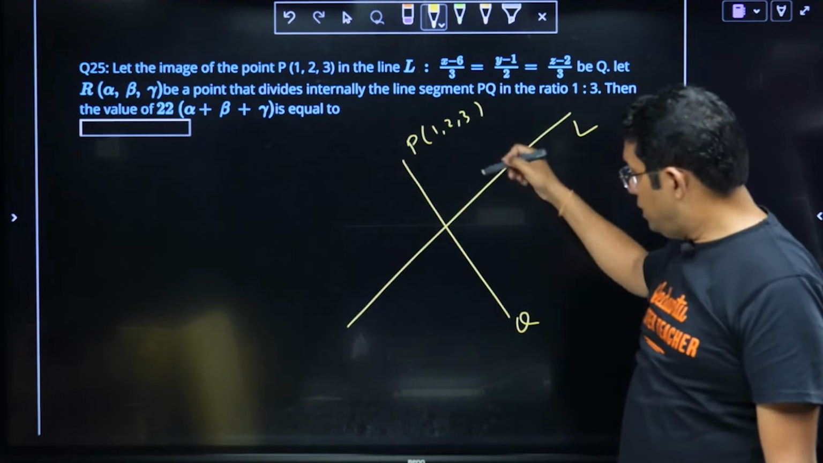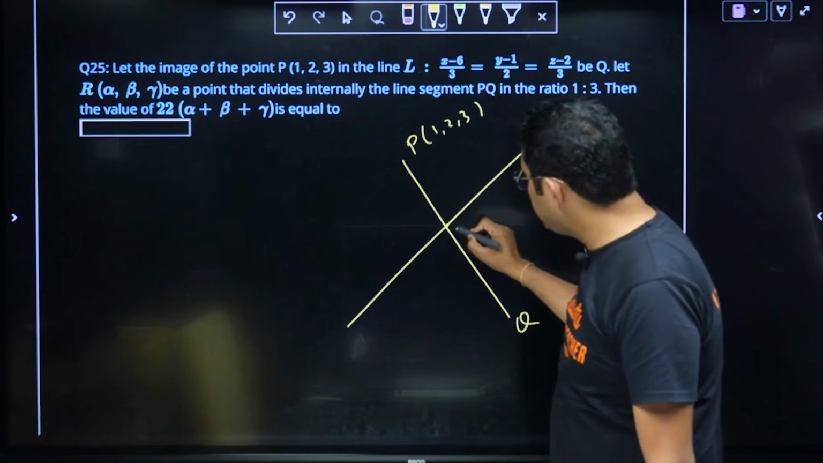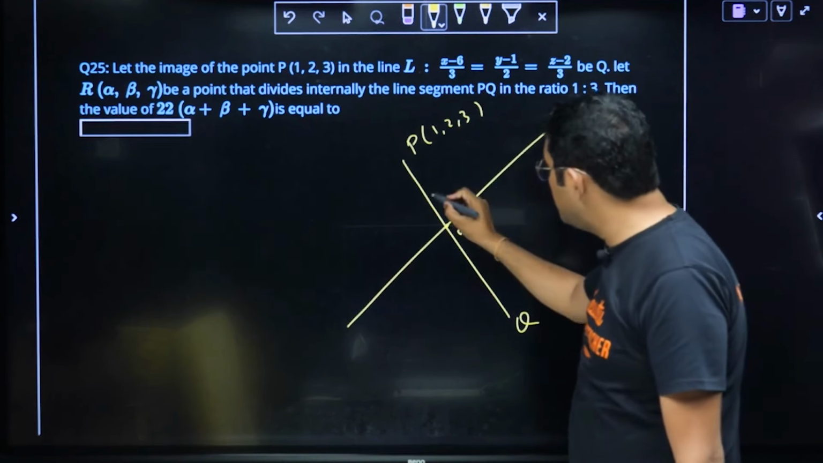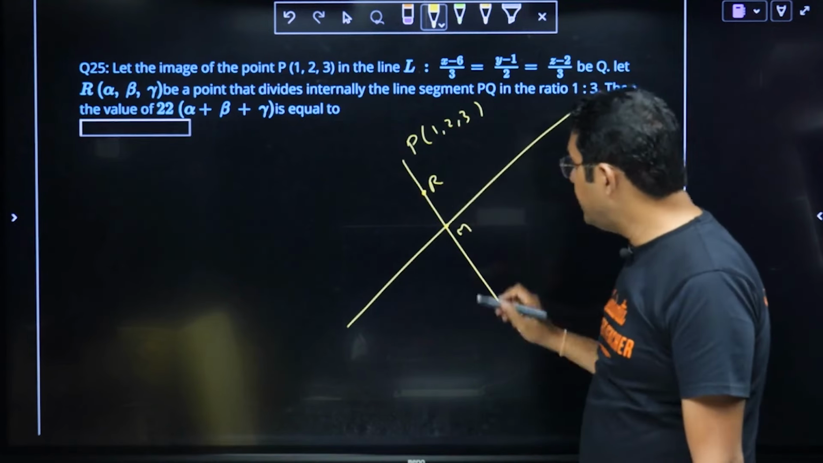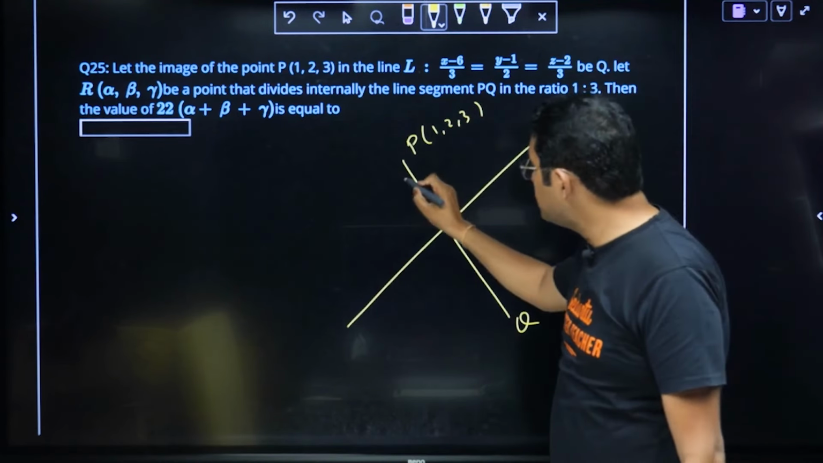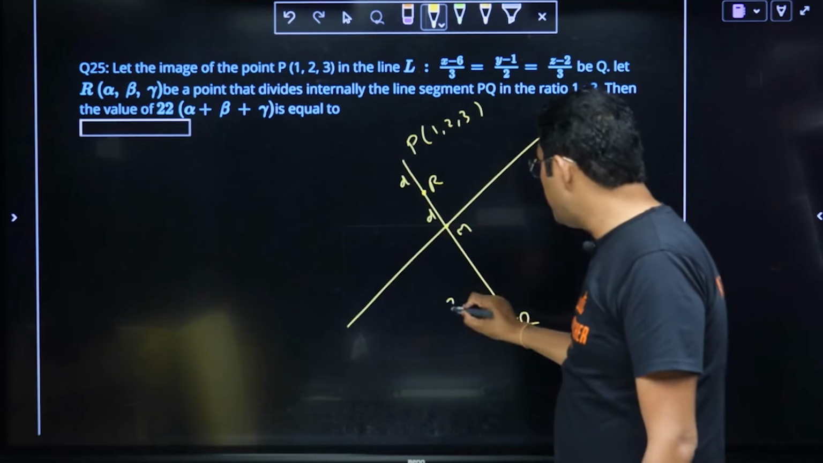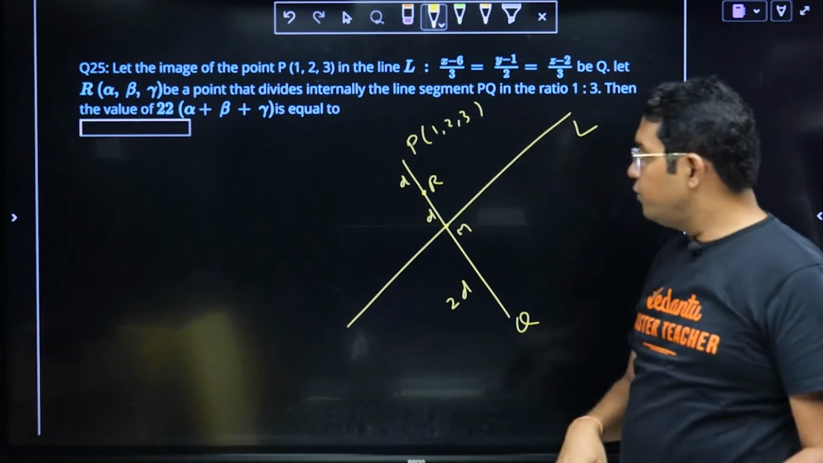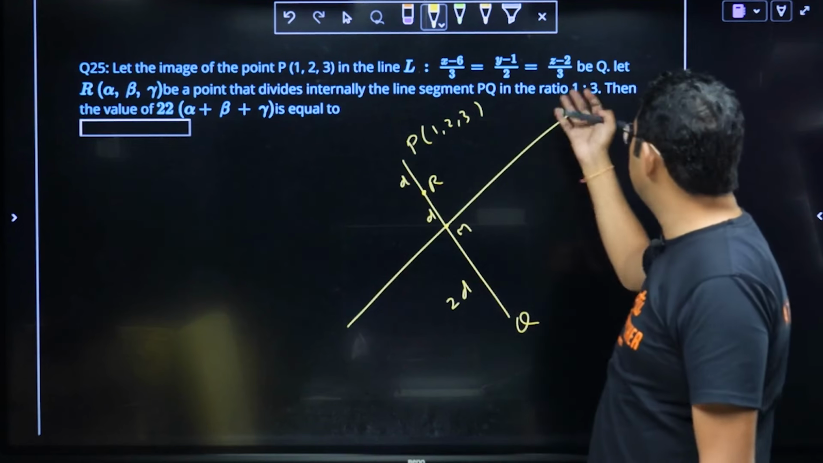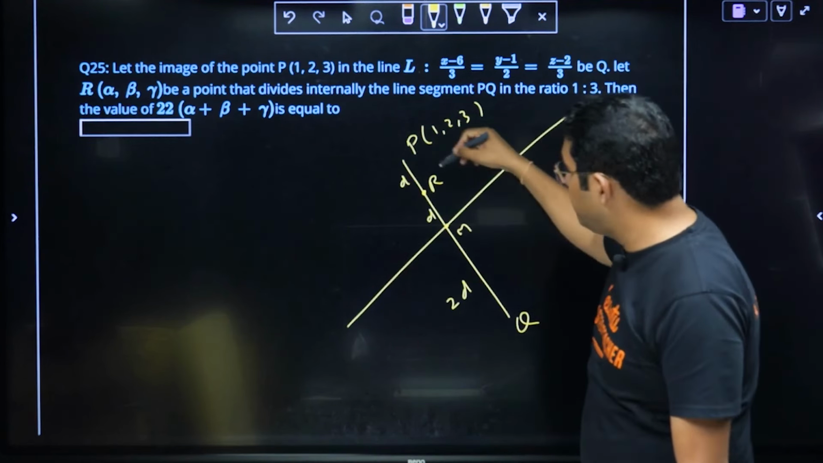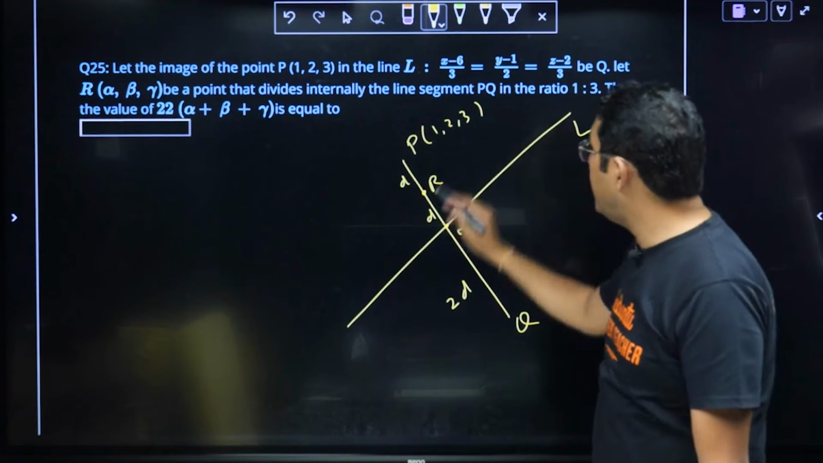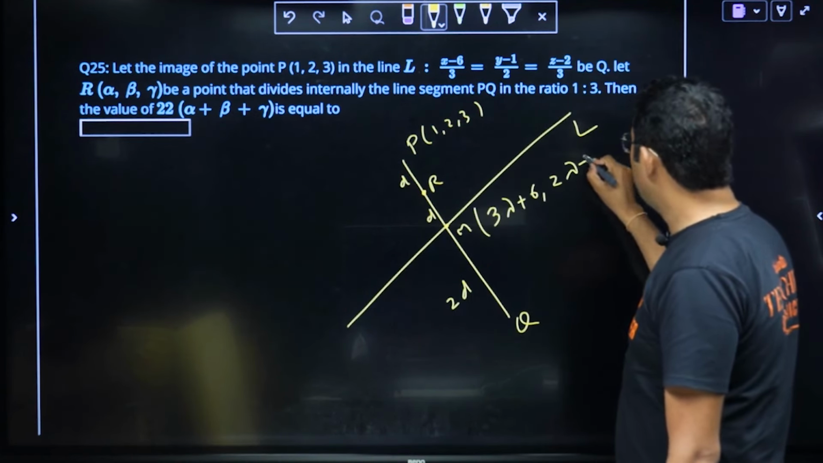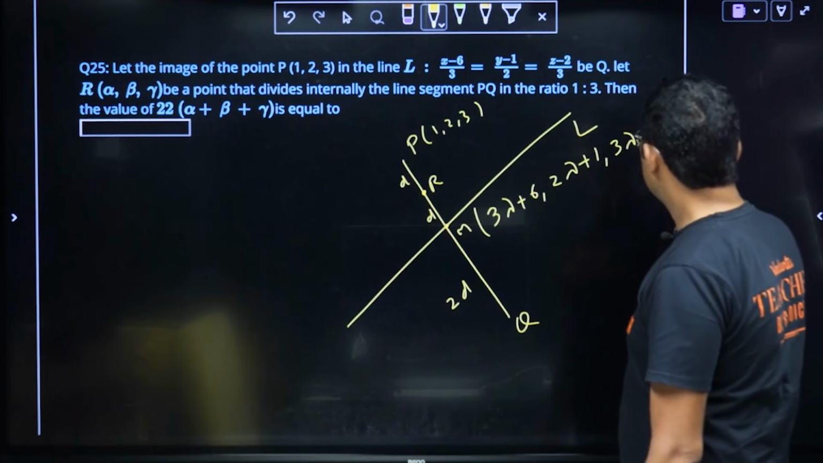See, if P has image as Q, that means this point, let us say M, is the midpoint of PQ. So the point that divides PQ in the ratio 1:3 will be here, such that R is the midpoint of PM, because suppose this is D, this will be D and this will be 2D. Then only the ratio of R dividing PQ will be 1:3, which is given in the question. So R is actually the midpoint of PM, and M is a point lying on the line L, which I can take as 3 lambda plus 6, 2 lambda plus 1 and 3 lambda plus 2.